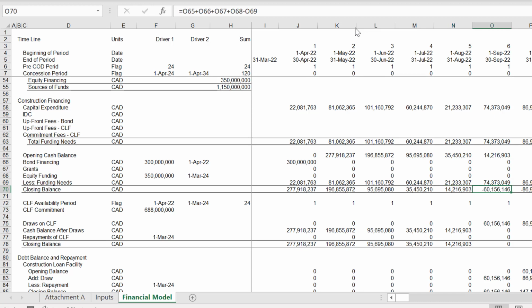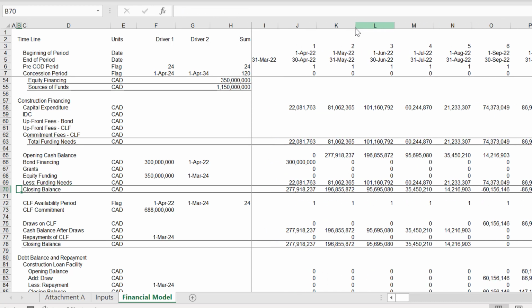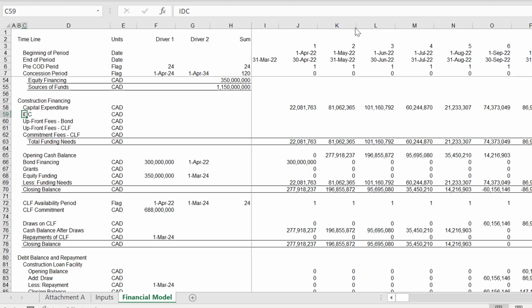We'd have to lay this out a little bit better. Let's just review what we've done so far. We haven't put the IDC in. Don't worry, my heart's racing, by the way. We put our opening balance in. We put our grants in. We got a closing balance.